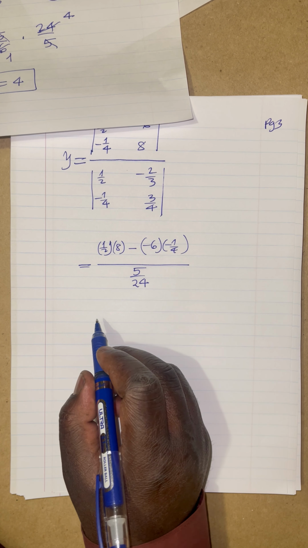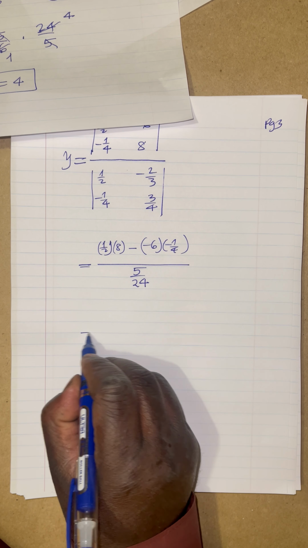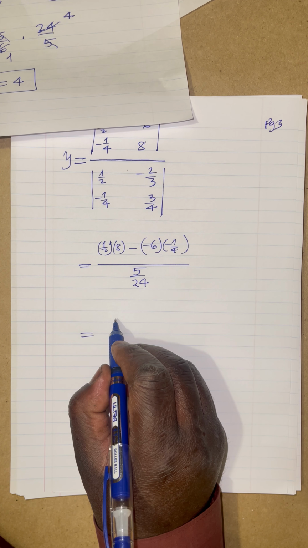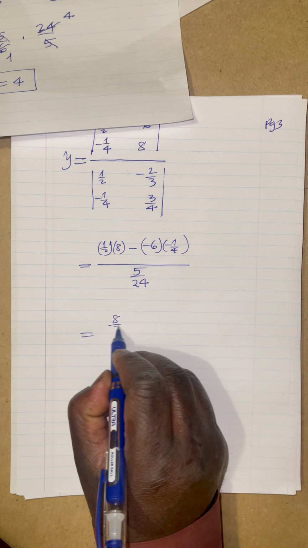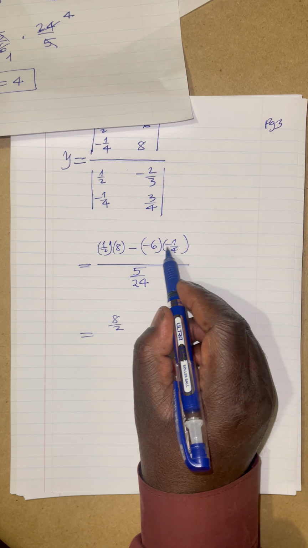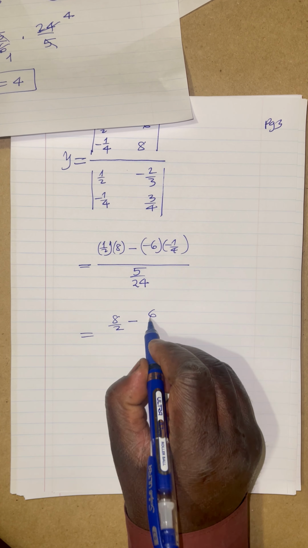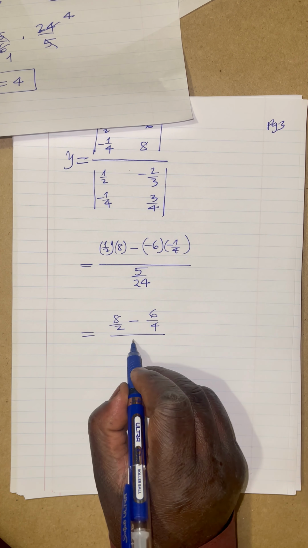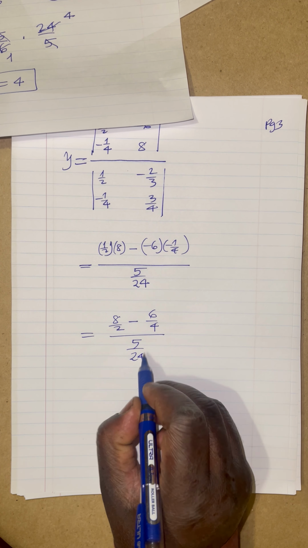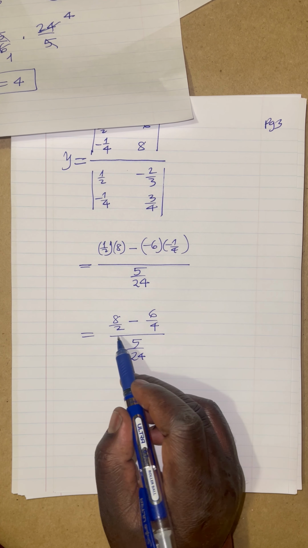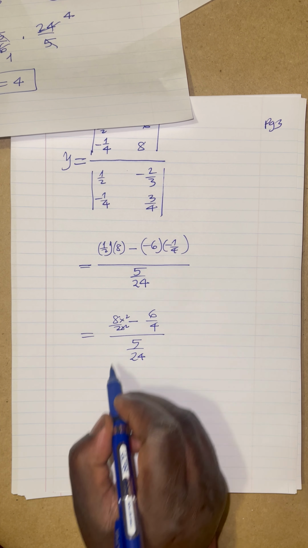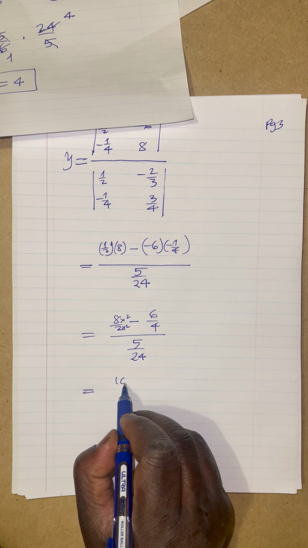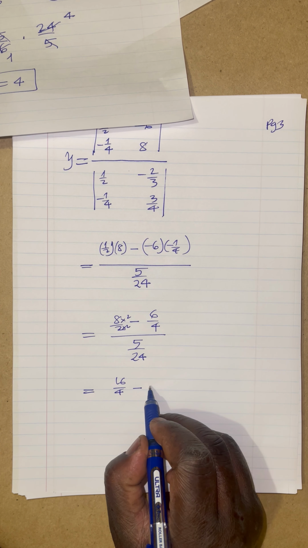Let's work on the numerator now. This is 4. You can see that. But I don't want to simplify it. I'm going to leave it as 8 over 2. And then I'm going to say these minuses cancel. So we still have minus 6 over 4 divided by 5 over 24. I want to make the denominator the same in the numerator. So I multiply this by 2, there by 2. So that simplifies to 16 over 4 minus 6 over 4.